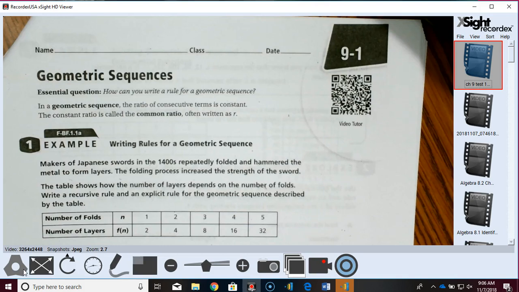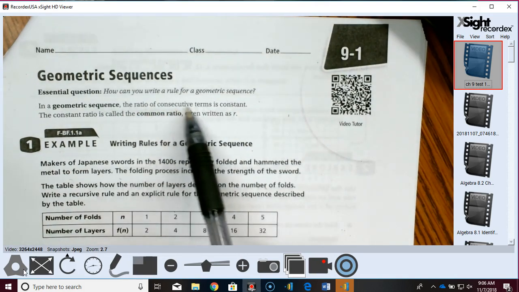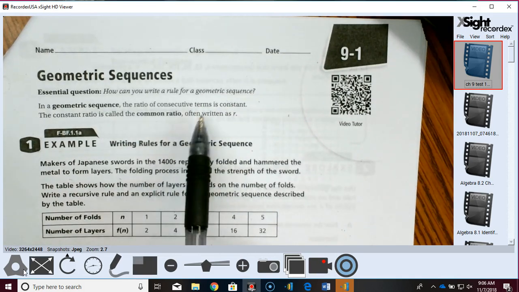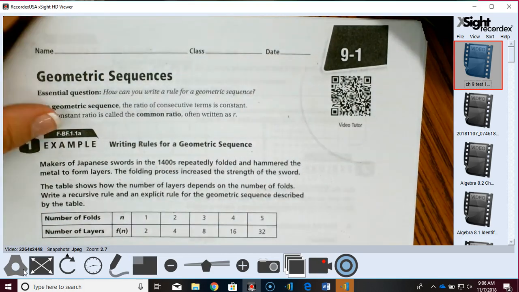Alright, so in a geometric sequence, the ratio of consecutive terms is constant. The constant ratio is called the common ratio, which is written as r. Writing rules for the geometric sequence.